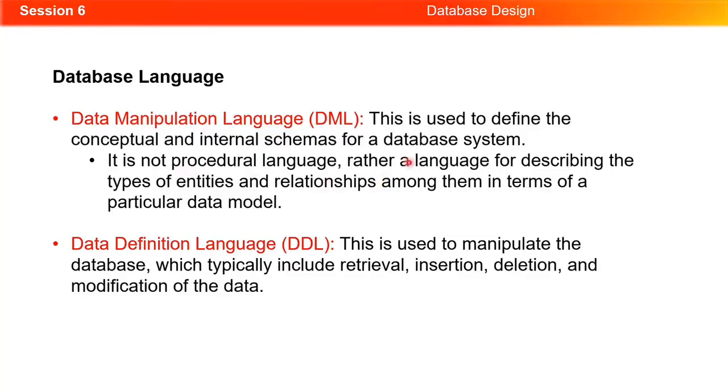It is not a procedural language, but rather a language for describing the types of entities, just like tables we just talked about, and relationships. And we can link the tables through columns, so we said create column. So the types of entities and relationships among the schema in terms of a particular data model. So we can implement a data model using DML.